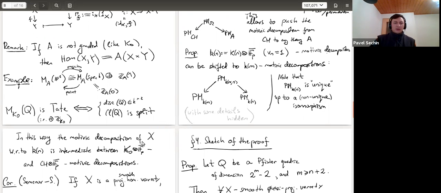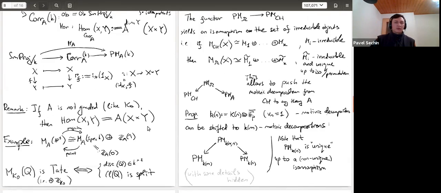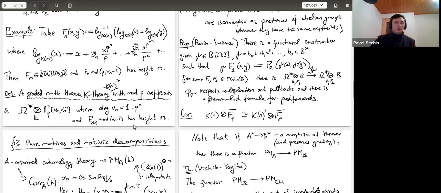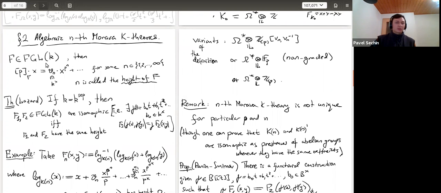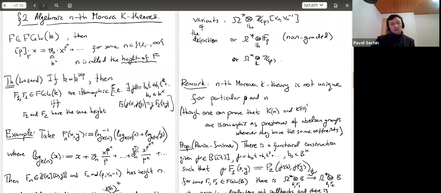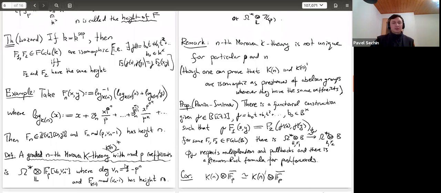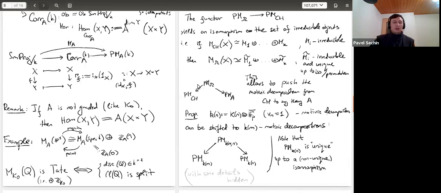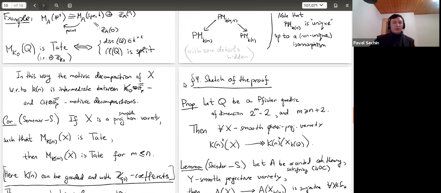And why does K0 appear here? Well, I have forgotten to tell you that the height of the multiplicative formal group law is precisely 1, and up to some change of coefficients, K0 is the first Morava K-theory. And therefore, nth Morava K-theory is somewhere in between the first Morava K-theory, which is K0, and Chow groups. And at the moment, it's all over FP bar coefficients.